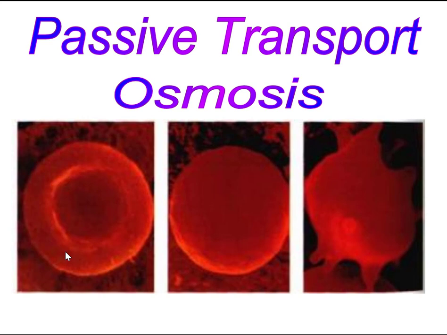Here's another picture of what our actual cells look like, our red blood cells. So this would be a healthy red blood cell. This is an expanding red blood cell. So if it's expanding, it's going to be in a hypotonic solution because hypo, hippo, it's getting big. And this is a red blood cell that is in a hypertonic solution. Water is being kicked out of the cell, so it's shrinking down.